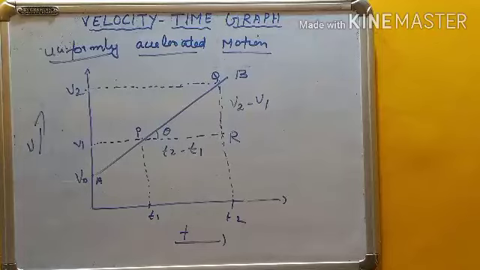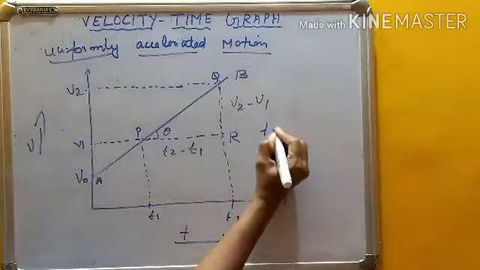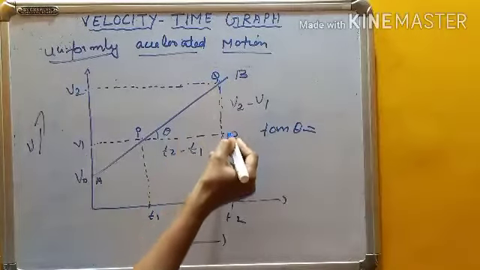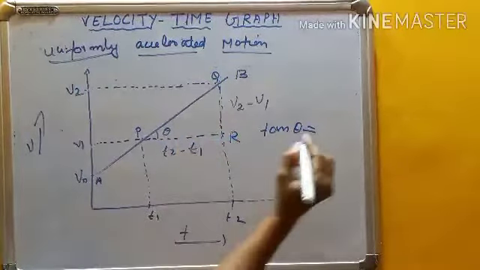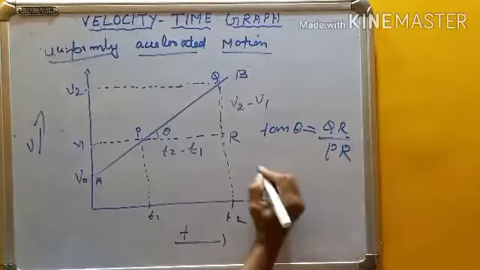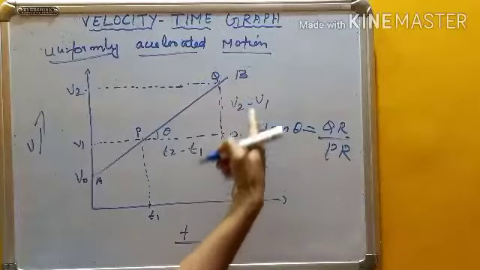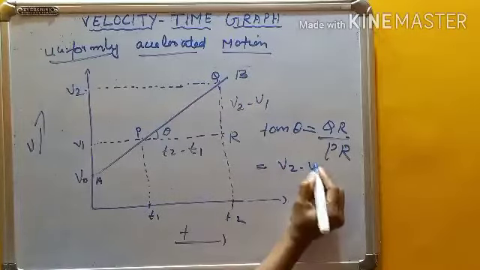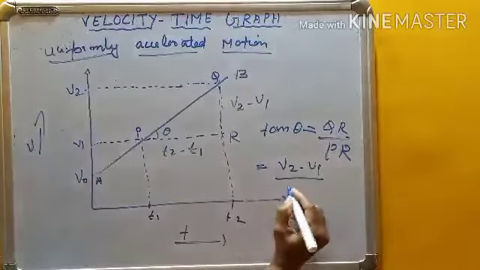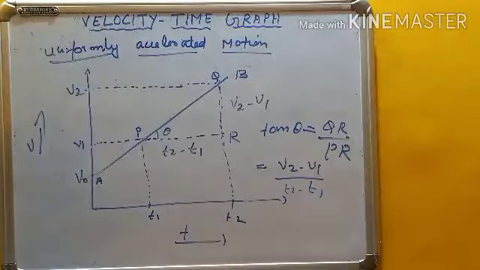Now we are just going to find out the slope of the graph. How to find the slope, you are all math students, you know very well. Slope is tan theta. So tan theta is equal to QR divided by PR. Now what is QR? Already we have got it as V2 minus V1, divided by PR. What is PR? T2 minus T1.